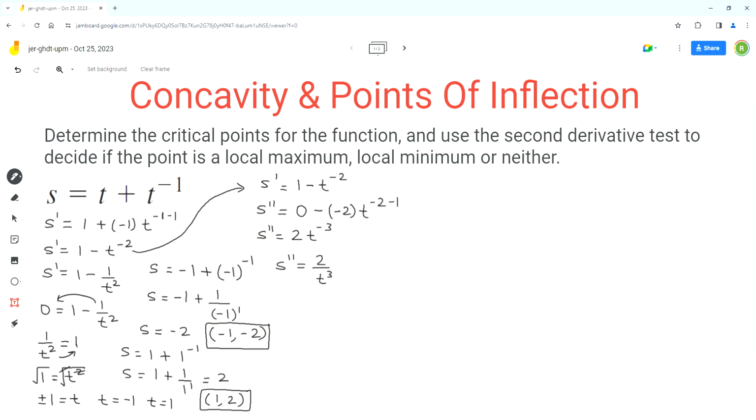Now we have to check whether the second derivative at the t values is negative or positive. The rule is that if the second derivative is less than 0, that means the critical point represents a local maximum. And if the second derivative is greater than 0, that means the critical point represents a local minimum. So let's start with t equals negative 1. We sub in t equals negative 1 in the second derivative.